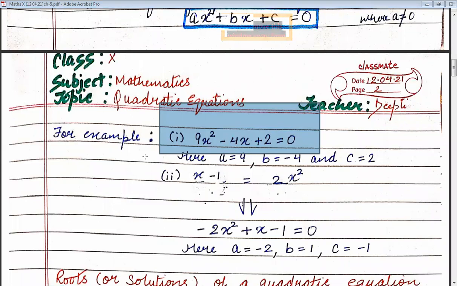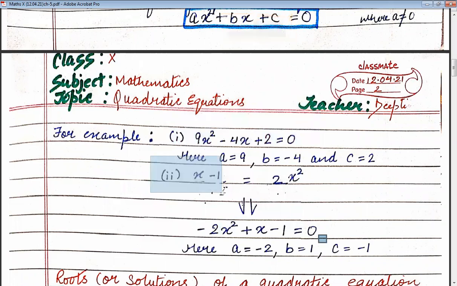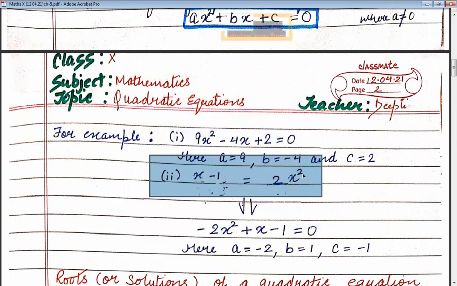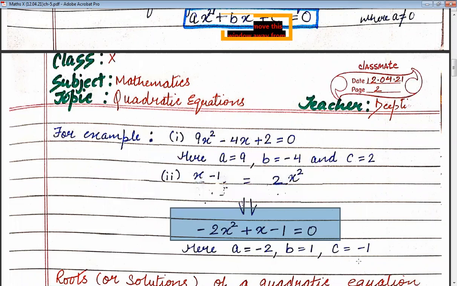Now, children, let's have a look at the second one also. This is x - 1 = 2x². Right now, it is not in standard form. So first of all, convert this into standard form. You can take 2x² to the other side, and it will become -2x² + x - 1 = 0. So this is your quadratic equation. Now children, can you tell me what a, b and c are in this? A is -2, b, because there is no coefficient, it means 1, so b is 1, and c is -1.